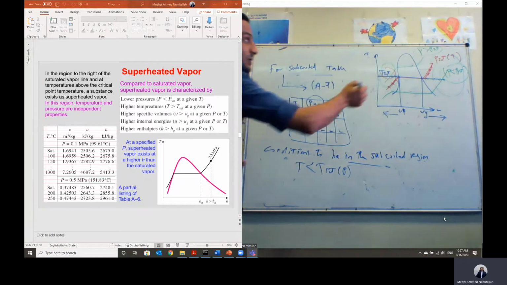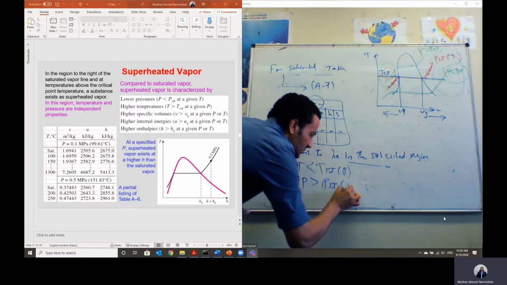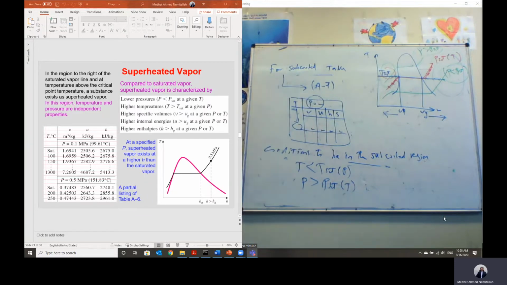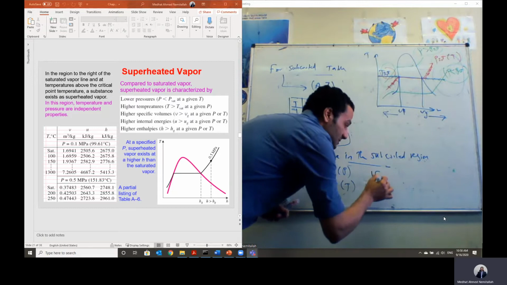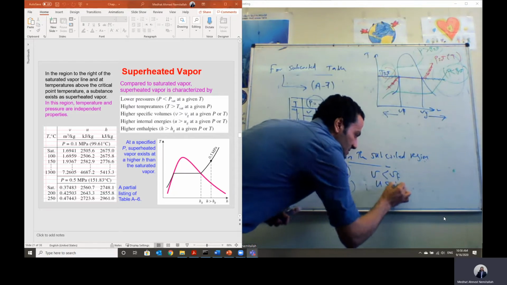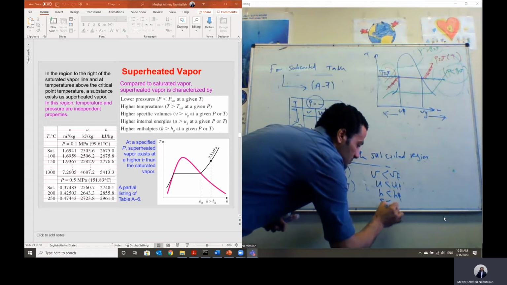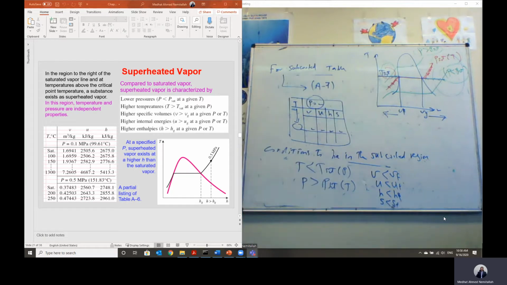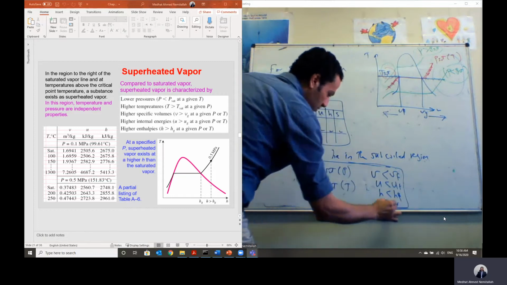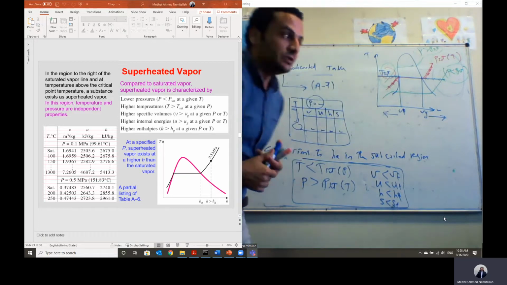And as we said, what about the pressure? Pressure should be greater than the saturation pressure at a given temperature. Similarly, we can say the specific volume should be less than V fluid, internal energy less than U fluid, enthalpy less than H fluid, and also the entropy is less than S fluid. And those are the conditions to be in the subcooled region.